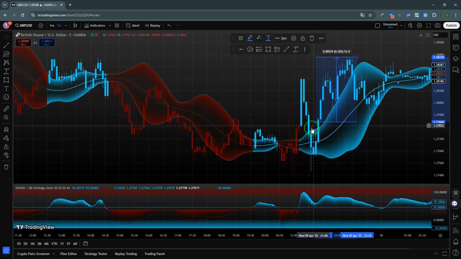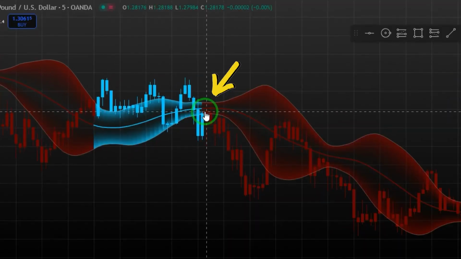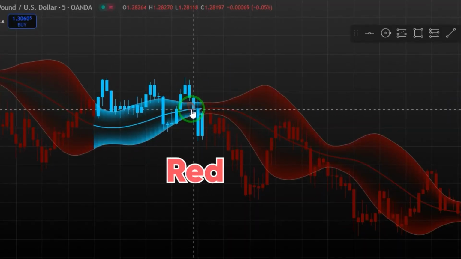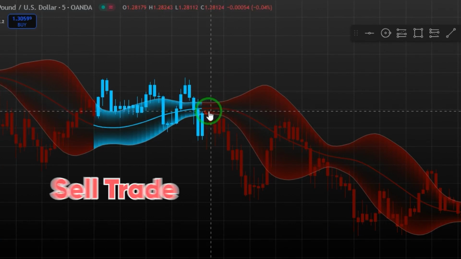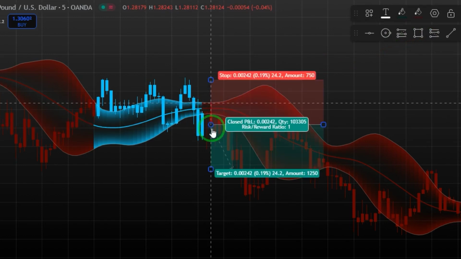Now, where can our entry points be? A simple entry point is when this line changes color. For example, at this point, our indicator has changed from blue to red, so it's an entry point for a sell trade. We can enter a sell trade and make a good profit.